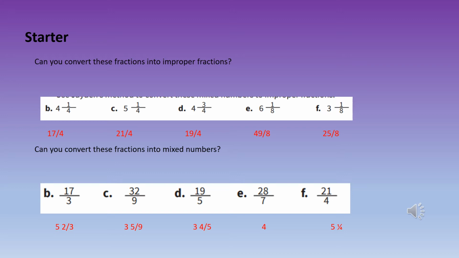If we look at B, where you've changed the improper fraction into the mixed number, so 17 over 3, 17 thirds into a mixed number. The first thing you need to do is divide 17 by 3. So you're dividing the numerator by the denominator. 17 divided by 3 would give you 5 with 2 remaining. So your 5 is your whole and your 2 becomes your numerator, which goes over the top of the 3. So it would be 5 and 2 thirds.